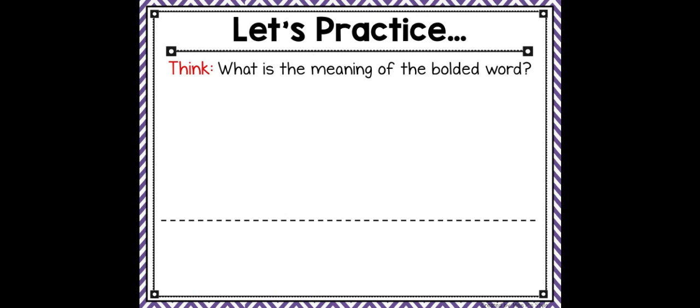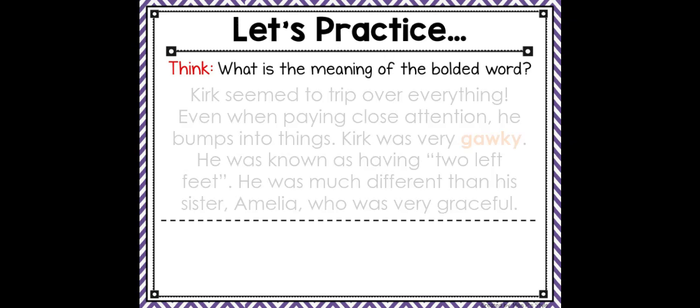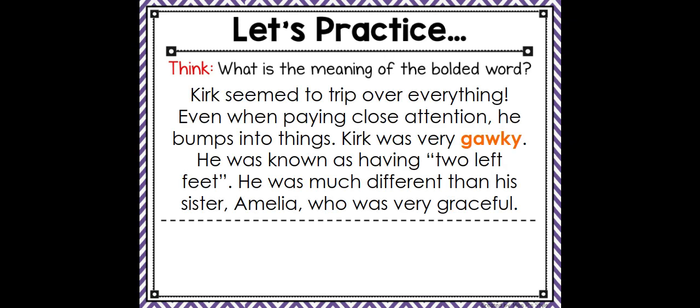Here's another practice of using context clues in paragraphs. Listen carefully and think to yourself, what is the meaning of the bolded word? Kirk seemed to trip over everything. Even when paying close attention, he bumps into things. Kirk was very gawky. He was known as having 2 left feet. He was much different than his sister, Amelia, who was very graceful.